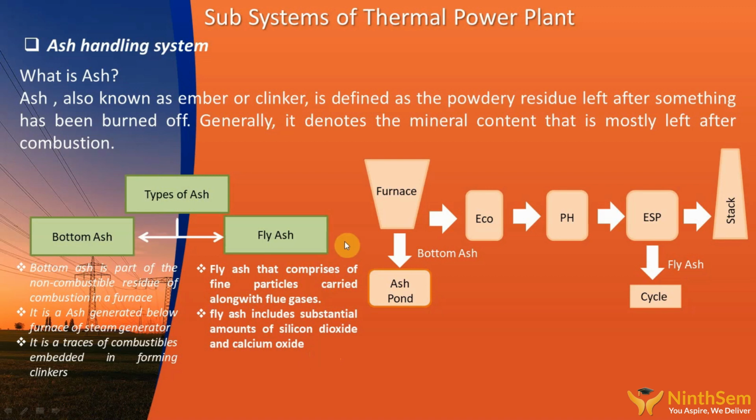From the furnace, the ash is collected in the ash pond, where water is present for cooling. Once collected, the ash is removed by removal methods. The fly ash passes along with the flue gas through the economizer and preheater, finally going to the stack. We should not send the fly ash to the stack, as it is not good for the atmosphere. So we remove the fly ash with the help of an electrostatic precipitator, which works on the electrostatic principle. We will discuss this basic principle in a later stage of our lecture.